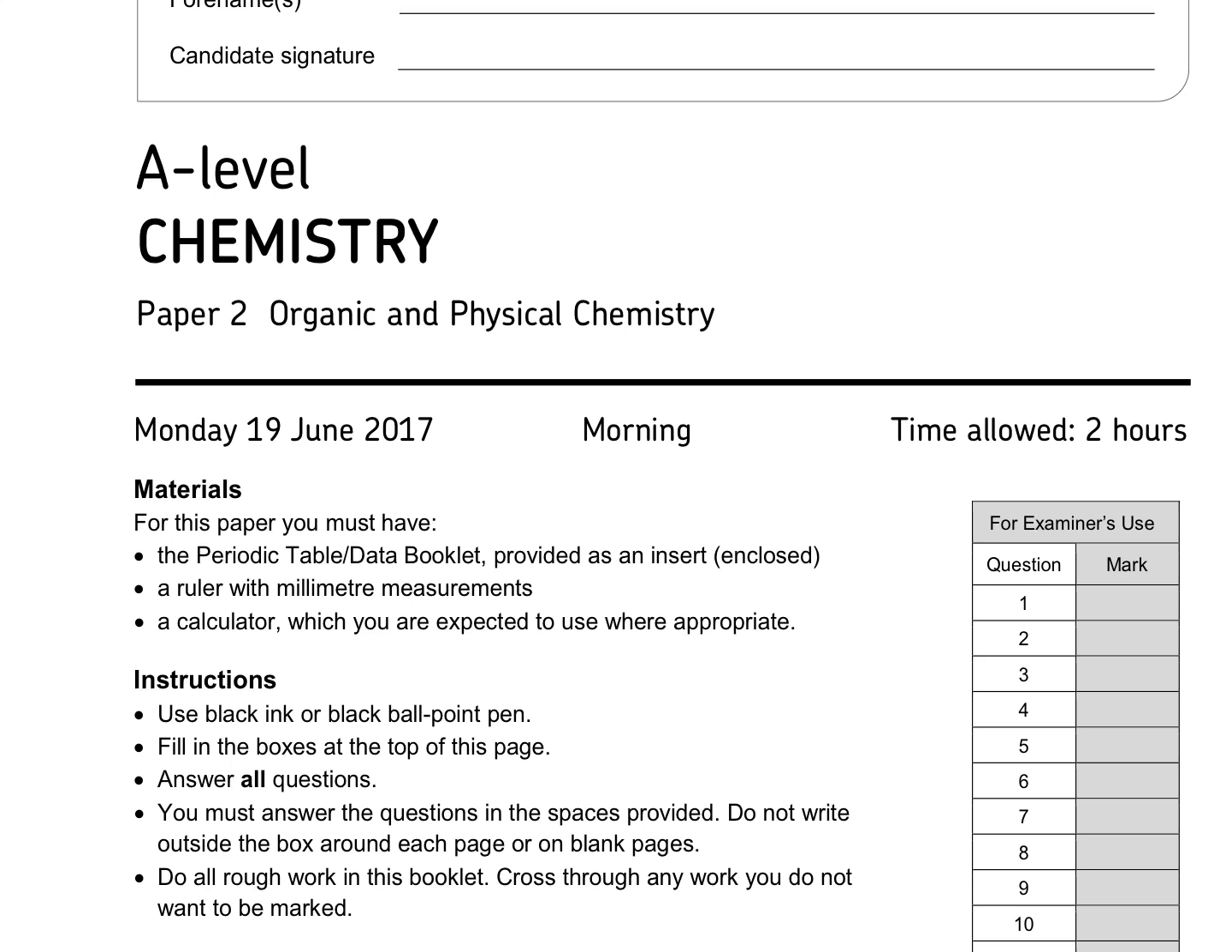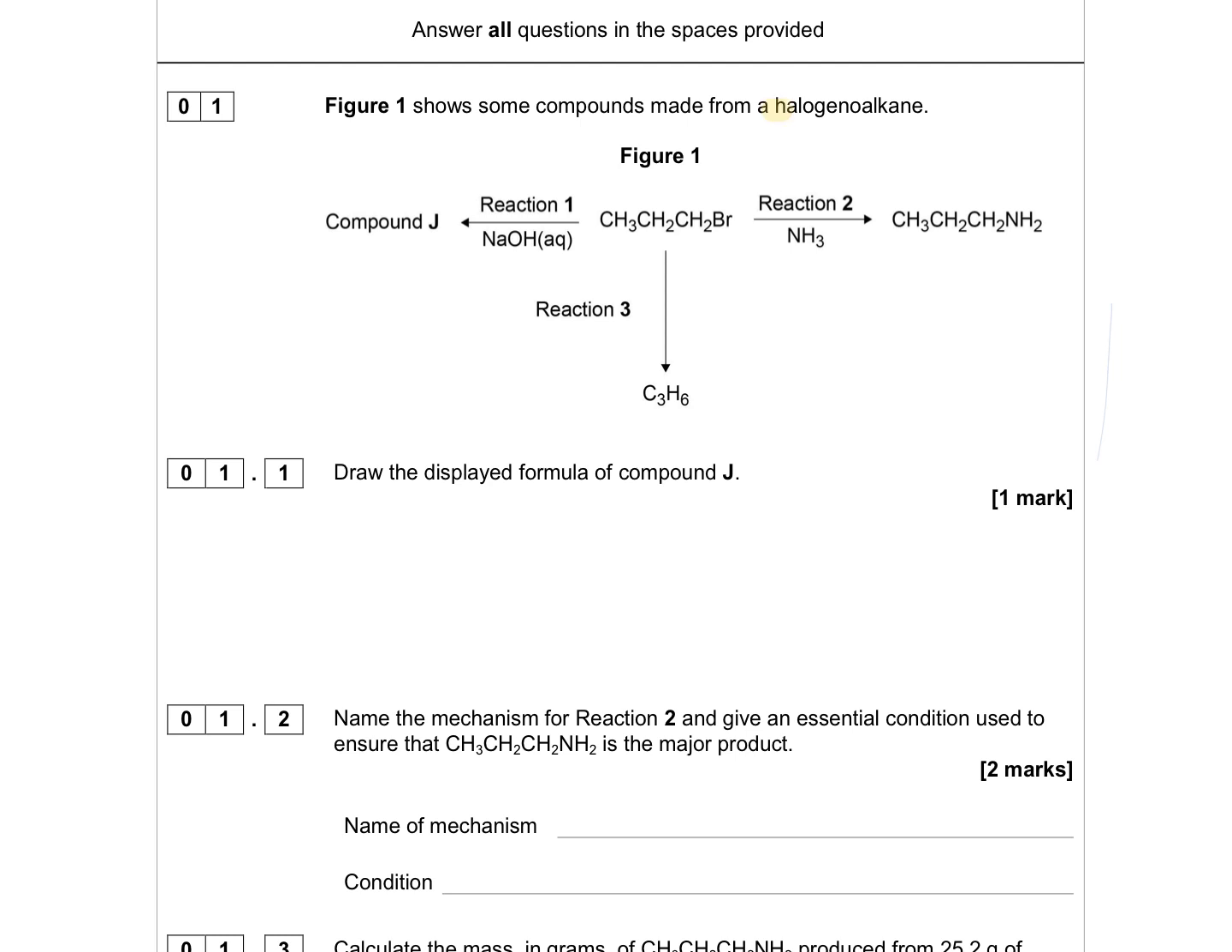This is a walkthrough of the June 2017 Paper 2 Organic and Physical Chemistry Part 1. Question 1 is about halogenoalkanes. We're starting off with bromopropane, and in reaction 1 we're looking at the nucleophilic substitution with OH minus. So the OH is going to swap places with the bromine.